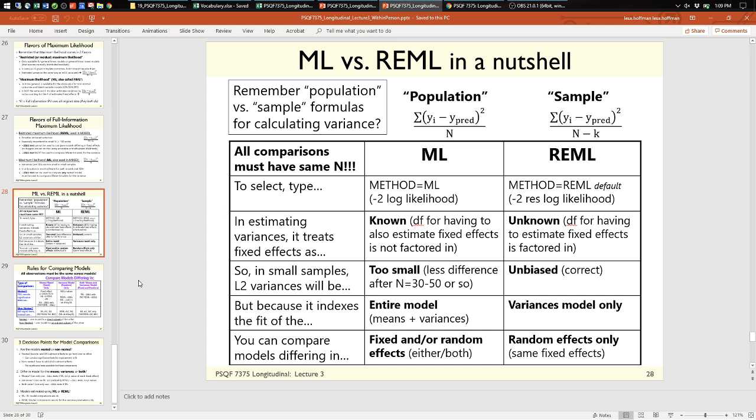And there are, to my knowledge, no packages that do structural equation modeling that also do REML. It's not in Mplus, for instance. It's not in AMOS. It's not in EQS. I'm pretty sure it's not in Lavaan either.